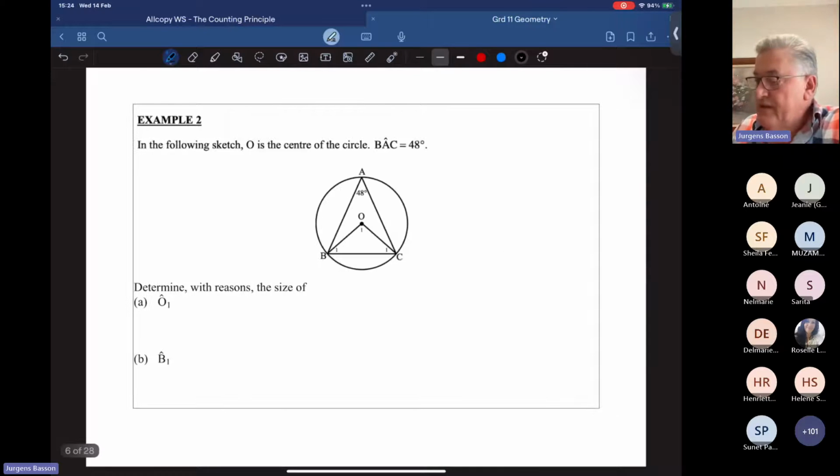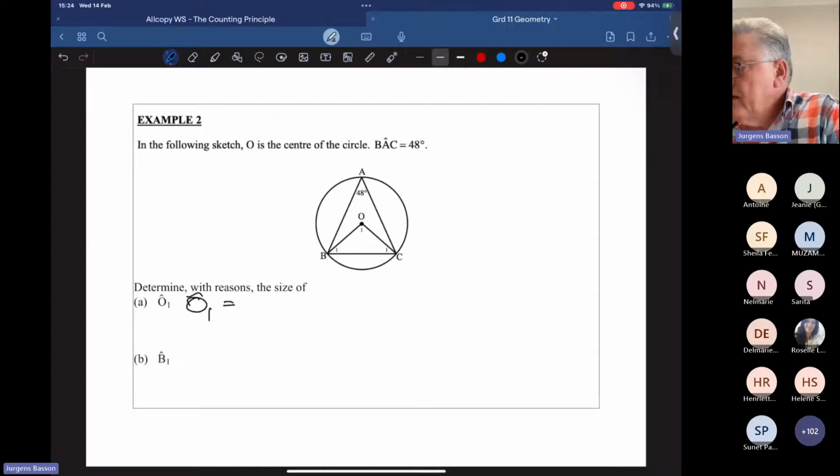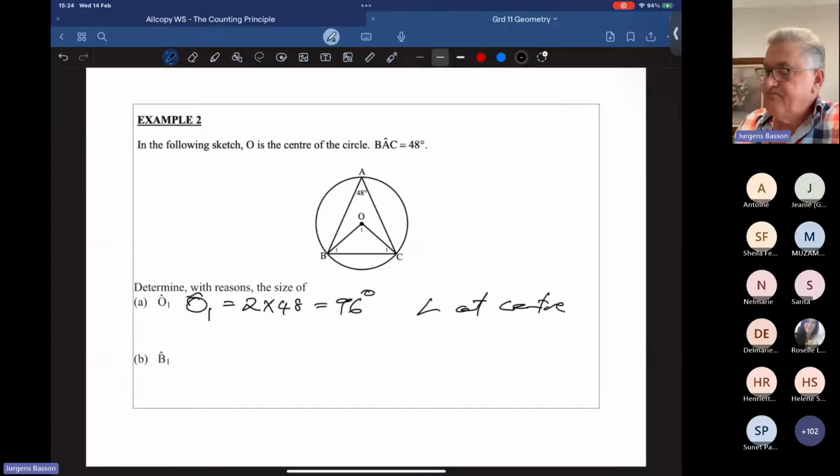Right, I'll move on. There's a second example, still on group 1, still on center. And this drawing is much easier. If you see, we've got center O, we've got angle A, 48, and the first question is to find O1. Once they know these drawings, they can recognize it. I think you will agree with me that it's quite easy to find O1: O1 is 2 times 48, which is 96 degrees, and that is angle at center is twice the angle on the circumference.